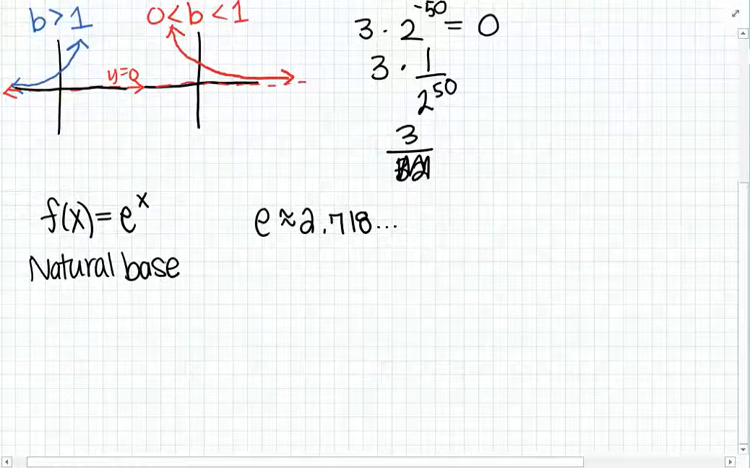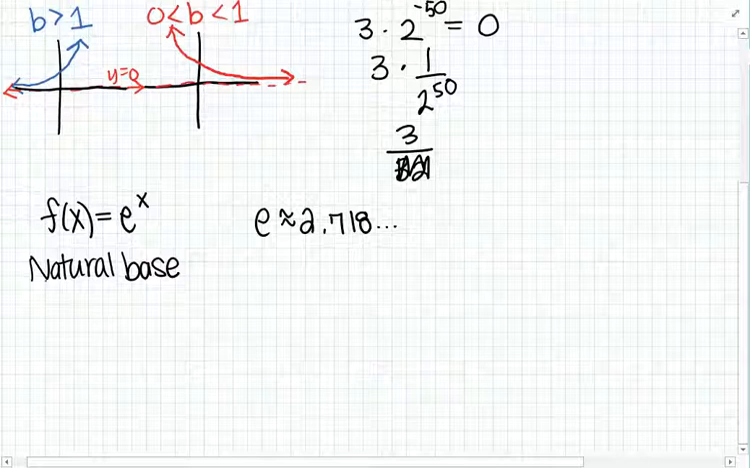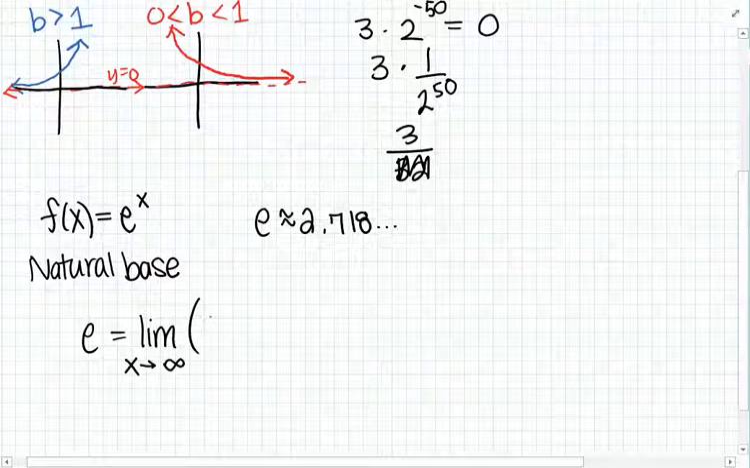And I linked a video in your checklist this week for some really interesting applications of e that you may not have seen before. We'll look at at least the interest ones in our next class, but let's talk about where e comes from. Okay, e is the limit as x goes to infinity of the following: 1 plus 1 over x, to the x power.